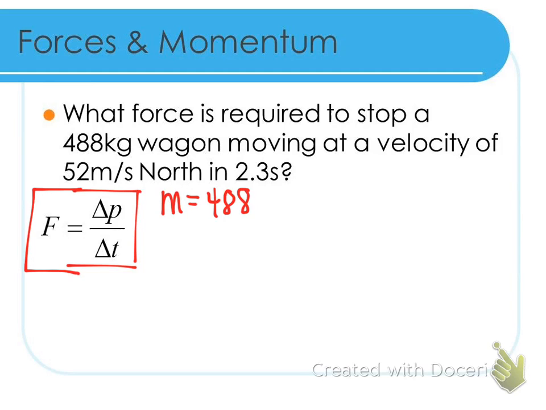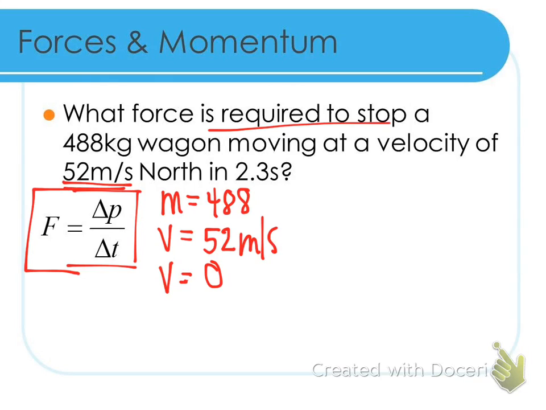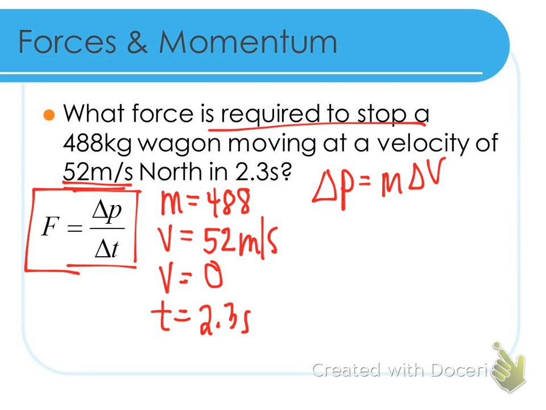So our mass is 488. Our initial velocity is 52 meters per second, and our final velocity is 0, because it's coming to a stop. Our time is 2.3 seconds. To find our change in momentum, delta P equals mass times delta V.